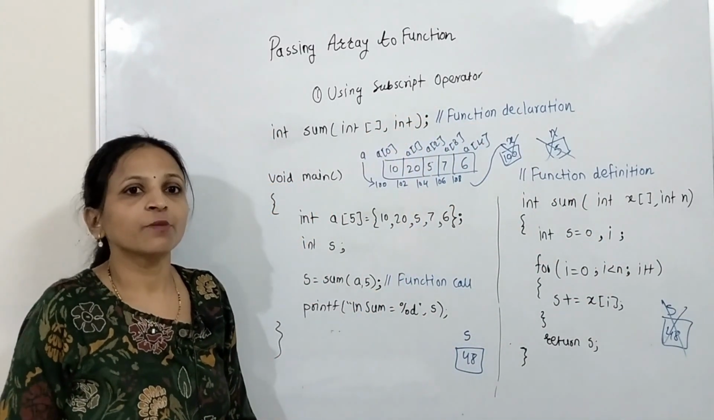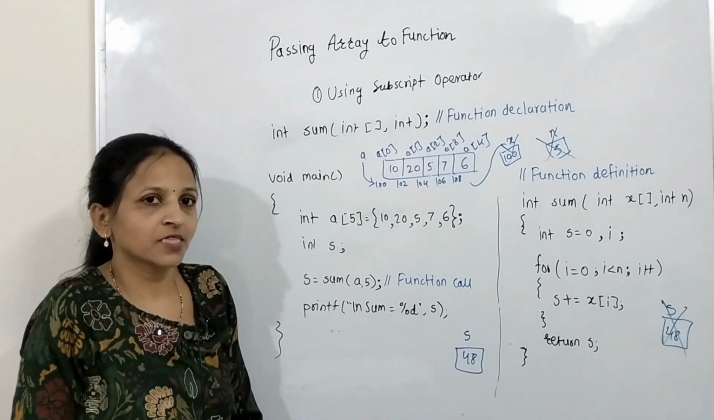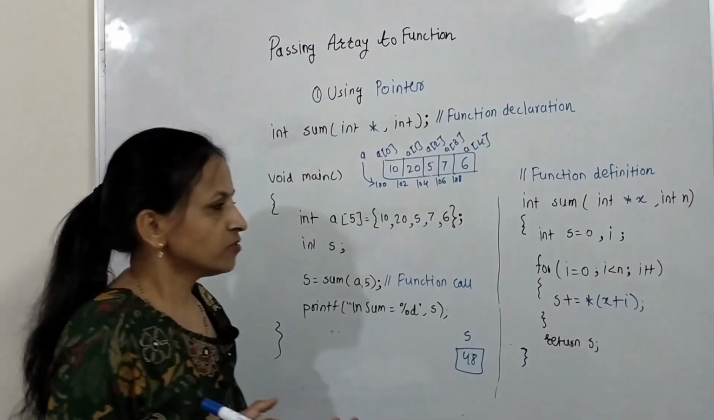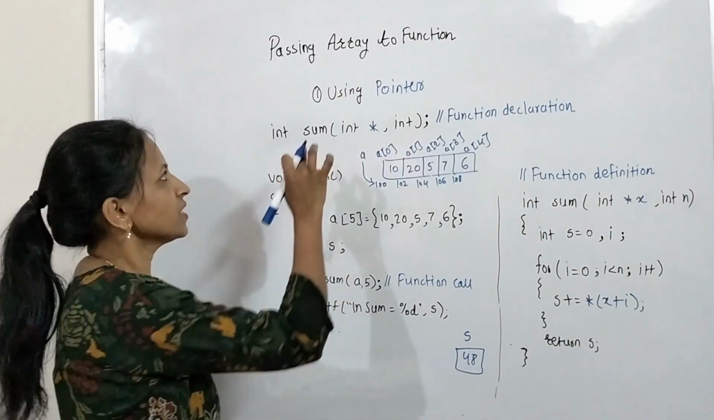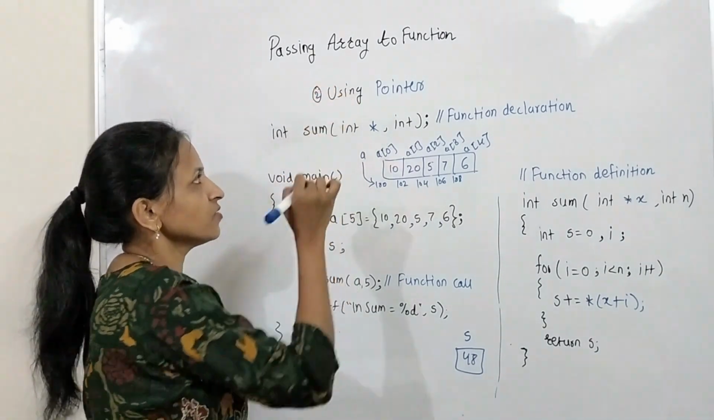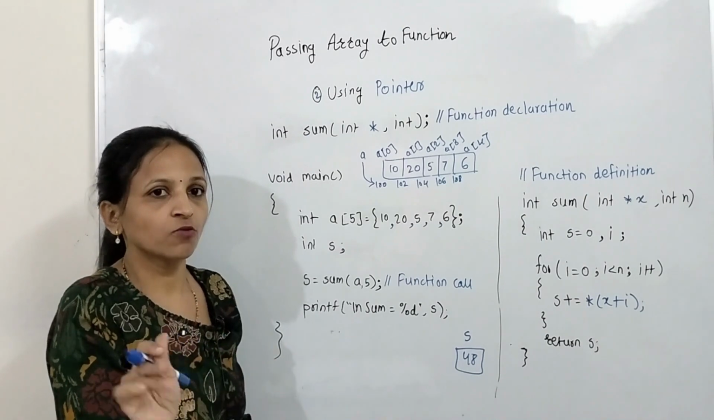Now the second way, I am going to explain here with the help of a pointer, how we can do it. Okay. Now see, this is the example. The same example I am going to explain here, but here I am passing the array to the function with the help of a pointer. Okay, how to achieve that?